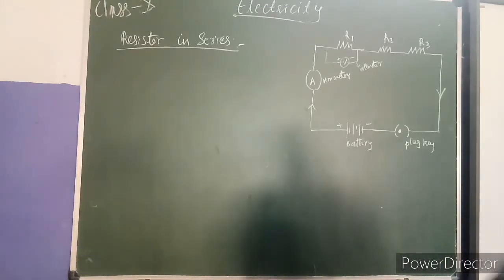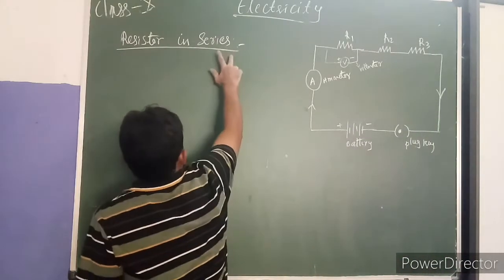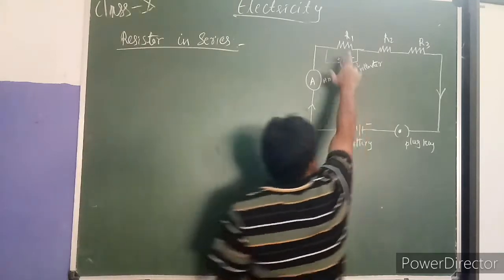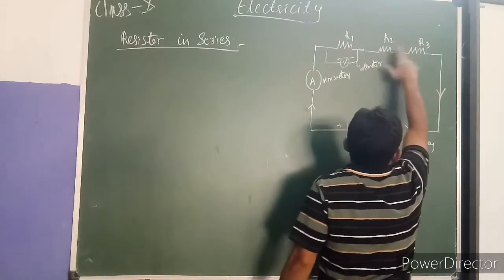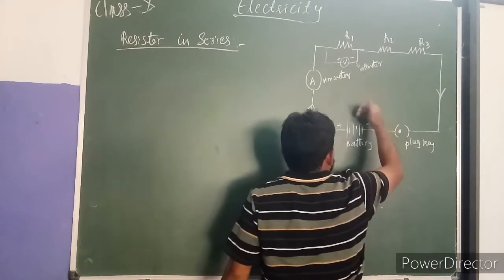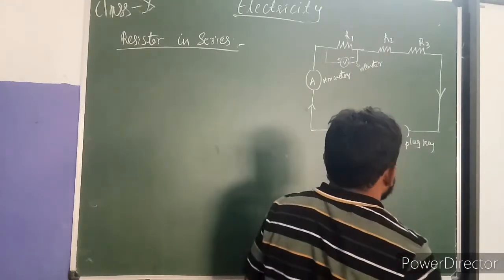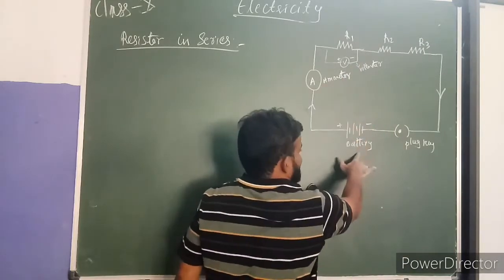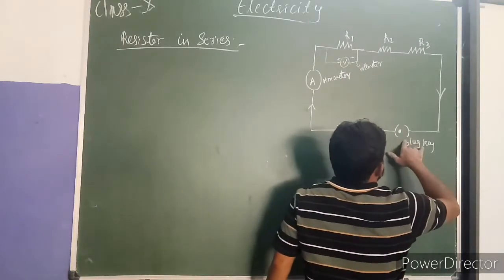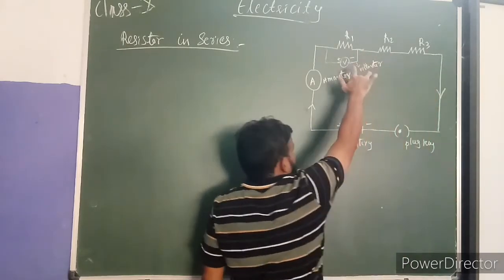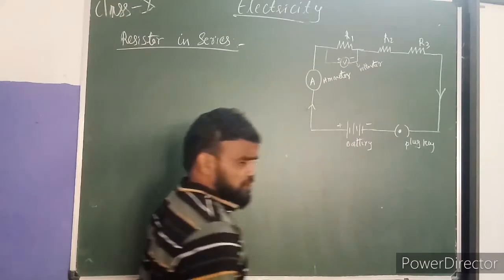Next I am going to explain resistance in series. You know the resistance in series: resistances R1, R2, R3 connected one after another. Parallel means connected up and down. Here an ammeter and battery are connected, with resistance 1, resistance 2, resistance 3. A voltmeter is also connected here, first across the resistance R1.